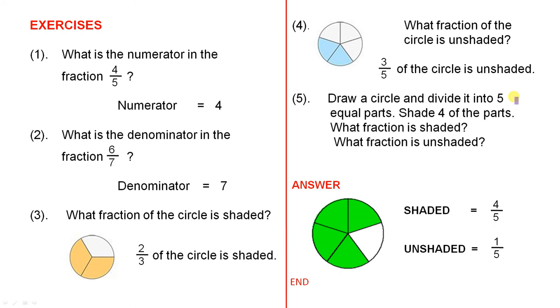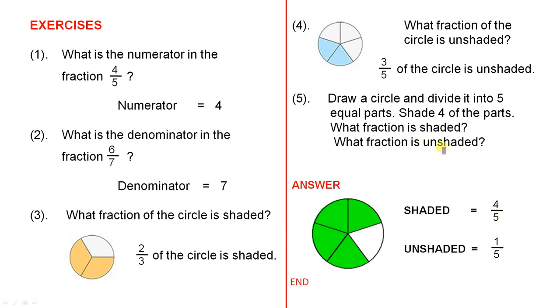Number 5. Draw a circle and divide it into 5 equal parts. 1, 2, 3, 4, 5. Shade 4 of the parts. 1, 2, 3, 4. What fraction is shaded? Well, we have 1, 2, 3, 4, so 4 parts are shaded. Sorry, 5 parts altogether in the circle. So that 5 represents 1, 2, 3, 4, 5. In other words, 4/5 of the circle is shaded.